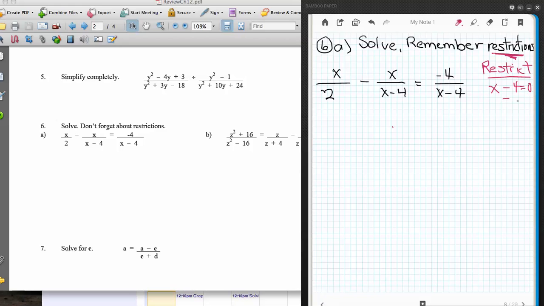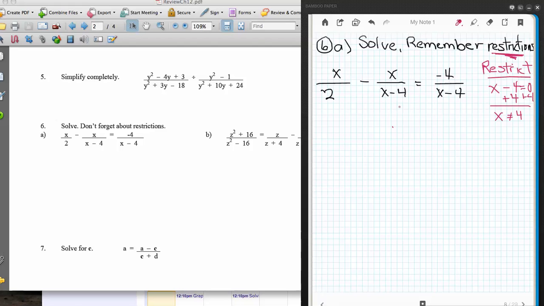You can do it later. You can check your answers. There's all kinds of ways to do this, but my recommendation to my students is that we do it up front. So we get a restricted value that x cannot be equal to a positive 4. This 2 isn't a restriction because there's no variable in it. It's always going to stay 2.